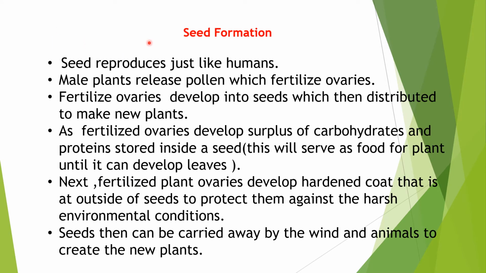Let's discuss seed formation. Seeds reproduce just like humans. Male plants release pollen, which fertilizes ovaries, and the fertilized ovaries develop into the seeds, which are then distributed to make new plants. The ovary is the part of the plant that contains eggs, and as the fertilized ovary develops, a surplus of carbohydrates and proteins is stored inside the seed, and this will serve as food for the plant until it develops its leaves.